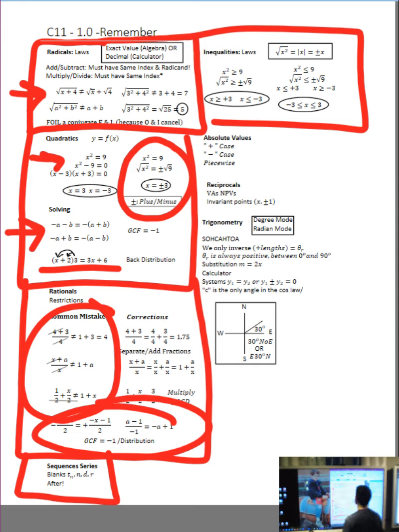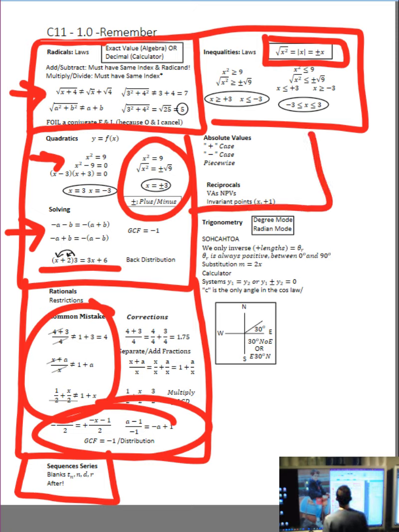Okay, top right, be careful with inequalities. We talked about how you can either do the algebra or use graphing. And remember that the square root of x squared is actually the absolute value of x, and that's why it's plus minus. Okay, so then down below the chapter, absolute values and reciprocals. Remember to do the piecewise function and how to do the positive and negative case when doing algebra. And for reciprocals, we have vertical asymptotes, non-permissible values, and invariant points.